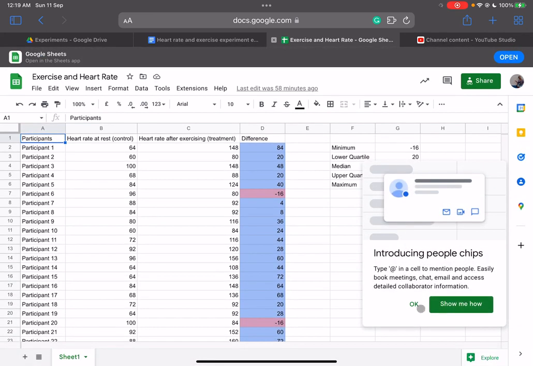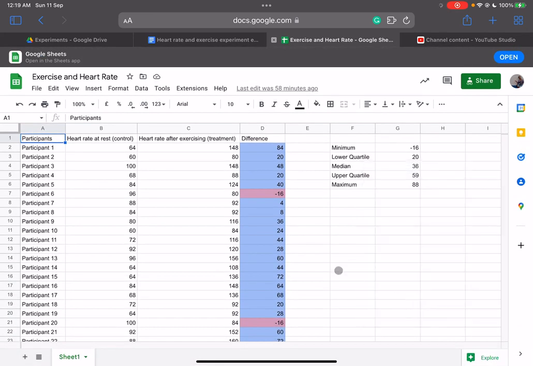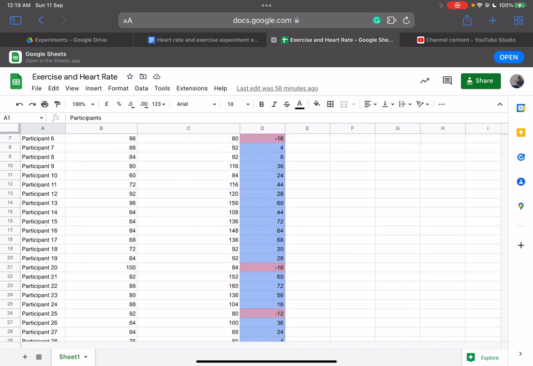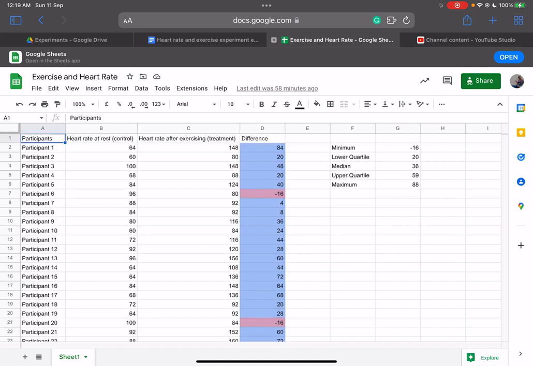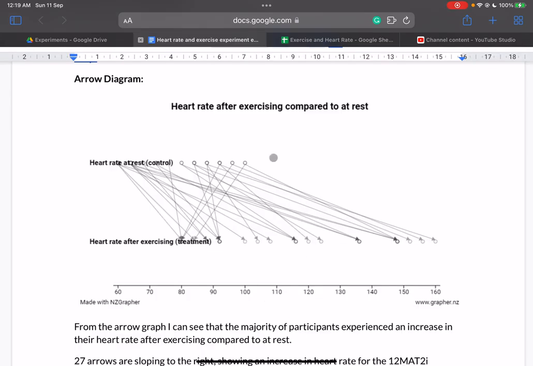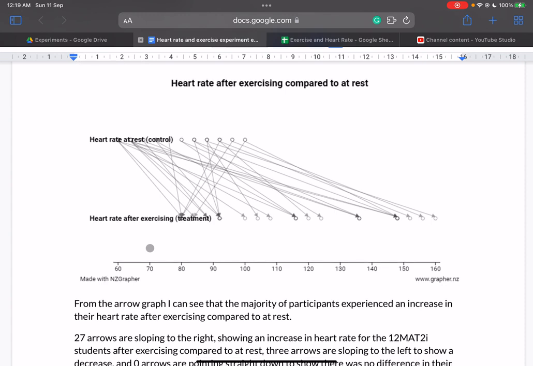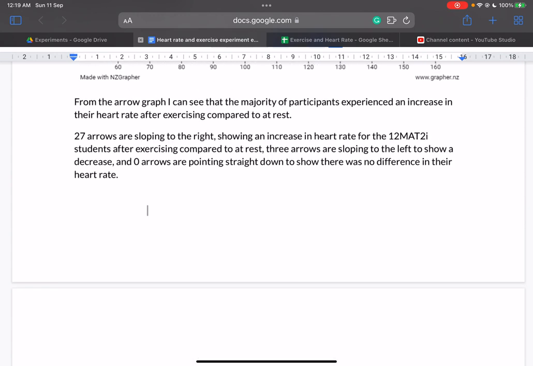You can see that we have 27 blue here. Actually, you can't see it super well, but there's 27 blue and 3 pink. So that means there's 27 positive and 3 negative. That means you've got 27 arrows going to the right and 3 going to the left. So the majority of your arrows are sloping to the right.